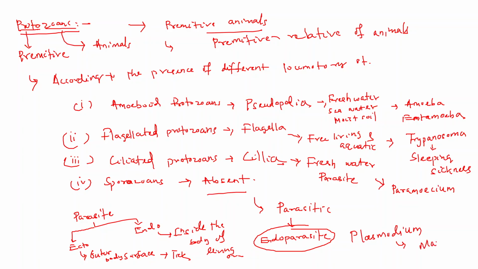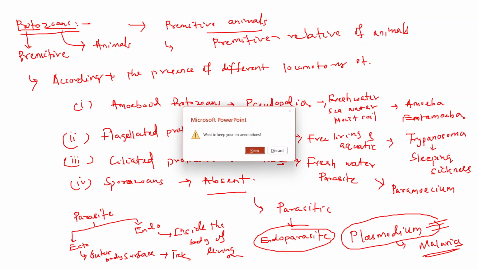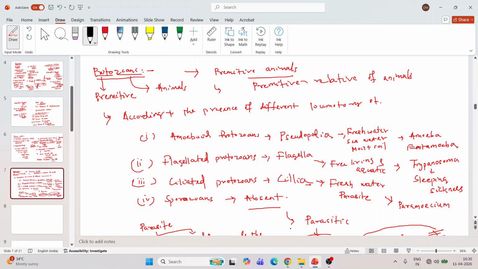Malaria is caused by plasmodium. In one class, we will study the life cycle of plasmodium. Thank you everyone. In the next class, we will discuss more things like the different locomotory organs in protists, nutrition of protists, and reproduction of protists. Thank you.